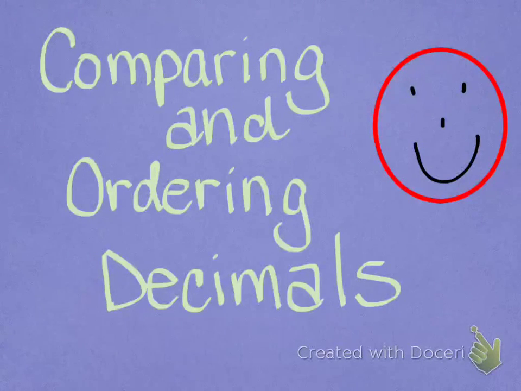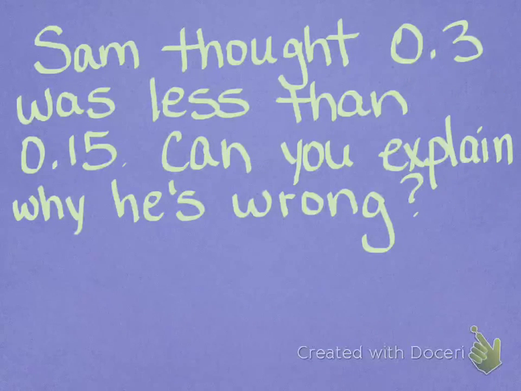Hello, today I'm going to talk to you about comparing and ordering decimals. So we're going to start today off with a little problem for you to think about. Sam thought 0 and 3/10 was less than 0 and 15/100. Can you explain why he's wrong?